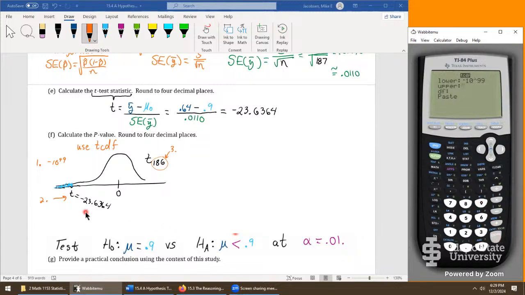Next is our test statistic. So negative 23.6364. You have to give it a degrees of freedom. And in this problem, it's the 186 we calculated. And this should do our computation for us. So enter a bunch of times. And it is a 0.